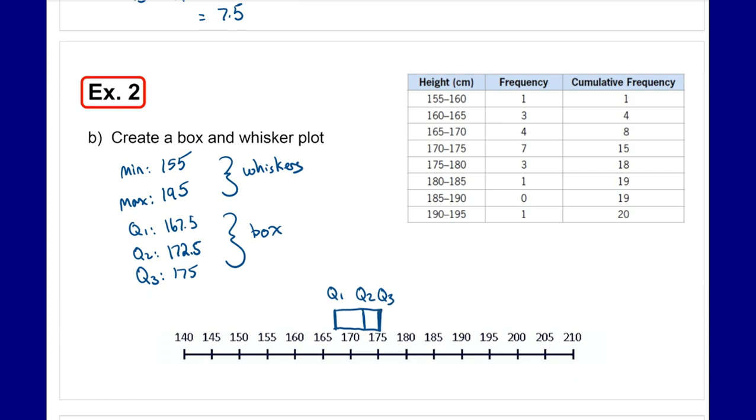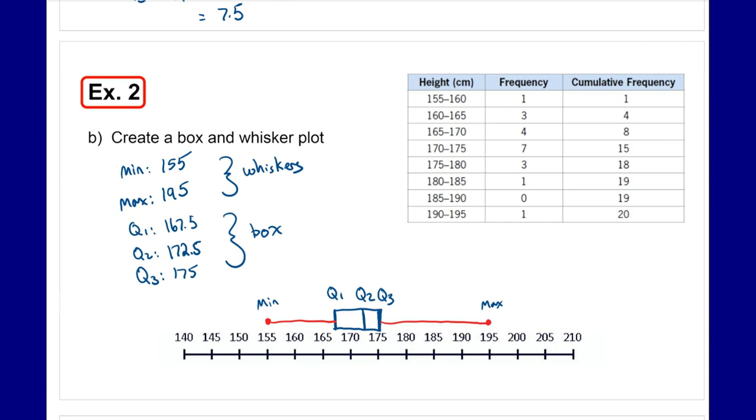We then draw whiskers out to our highest value and our lowest value. So we're going to put 2 markers there, and we're going to draw whiskers out to those high and low ends. One out to 195, one out to 155. Right? So this was our max, and this was our min. And that's our box and whisker plot. So that shows us how the data is spread out.